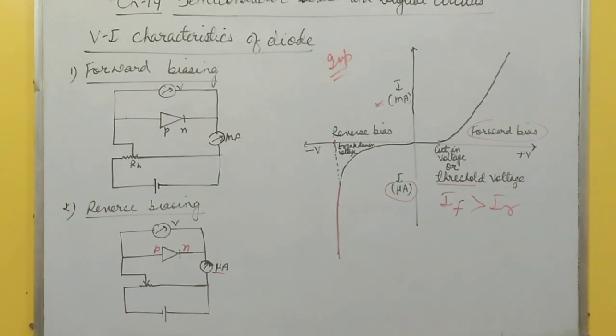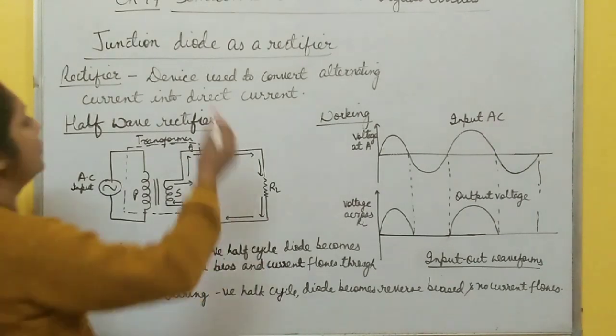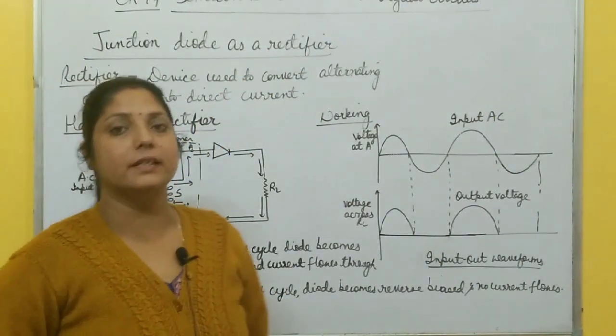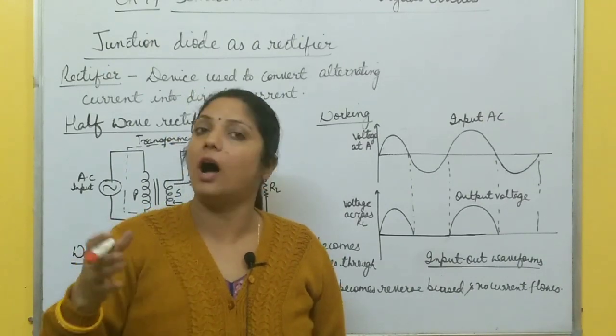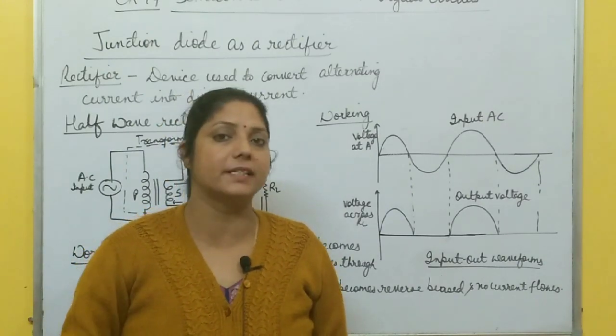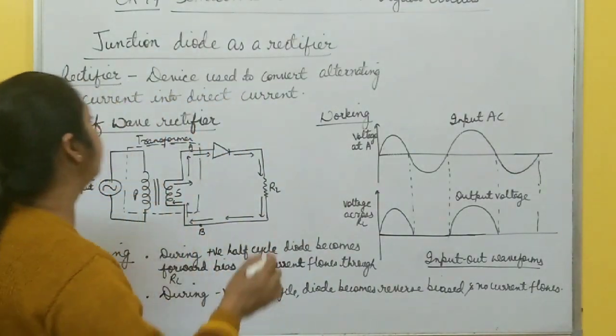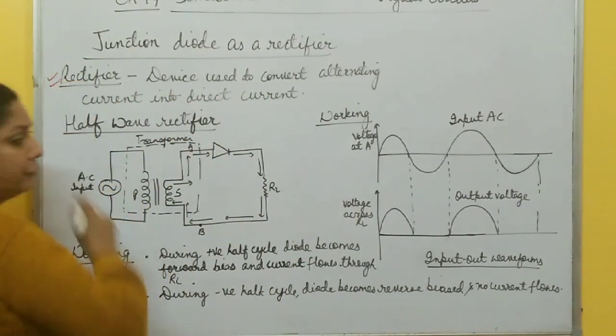After this, we will discuss some applications of diode, and in your syllabus, the first is the rectifier. Now, the next one is junction diode as a rectifier. This is one application of PN junction diode. How can a junction diode be used as a rectifier? So first, you must know what this rectifier is.